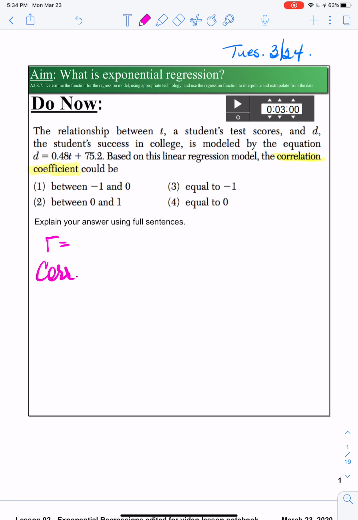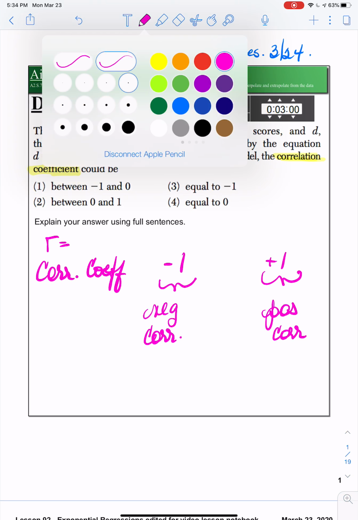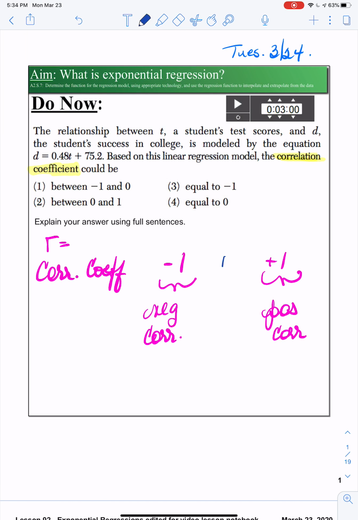And if you remember, correlation coefficient runs between -1 through +1 and everywhere in between. So if the correlation coefficient, that R, is very close to -1, there is a strong negative correlation. And if it's very close to +1, there's a strong positive correlation. And if it's close to 0, well, that means that there really isn't too much correlation at all going on.